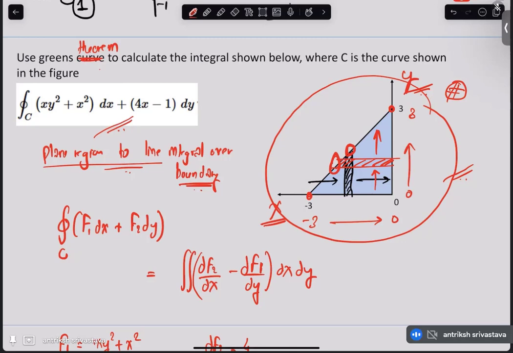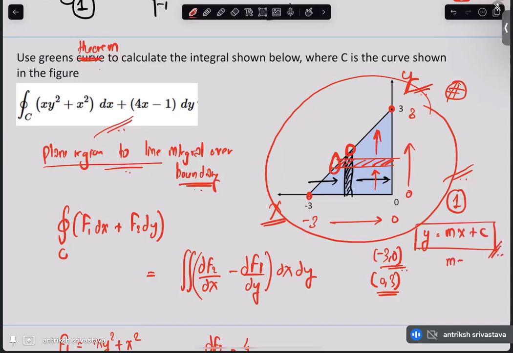The line is passing through minus 3, 0 and 0, 3. Slope of this line seems to be 1. So if I were to write line y equal to mx plus c, m is equal to 1 because the slope of this line is 1. What about c? What is the intercept? Intercept is 3. So y equal to x plus 3 will be the equation of this line. C is nothing but y-intercept, and that we can easily see from this location that it is going to be 3.